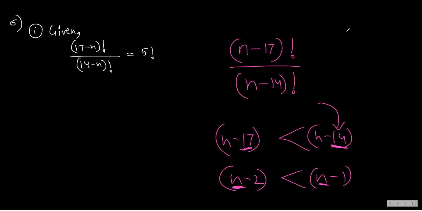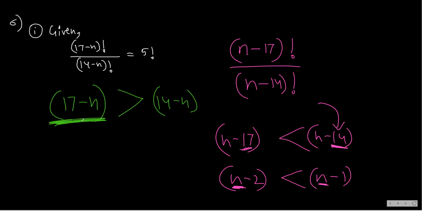But here you don't have n minus 17. You have 17 minus n and 14 minus n. Now here which number will be bigger? Definitely this. 17 minus n is the bigger number. It is very important you recognize the bigger number. 17 minus n is bigger.